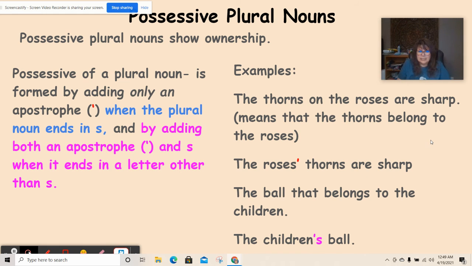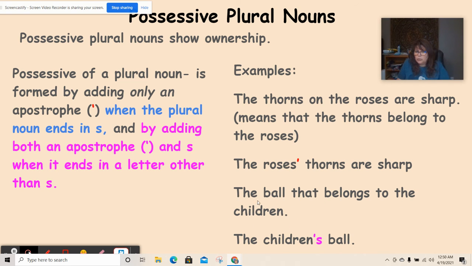Here are some examples. The thorns on the roses are sharp. That means that the thorns belong to the roses. So it's the roses' thorns are sharp. So we put the apostrophe after roses because we're talking about more than one rose. So to make it a possessive plural, it ends with an S, so we just add the apostrophe. That's it.